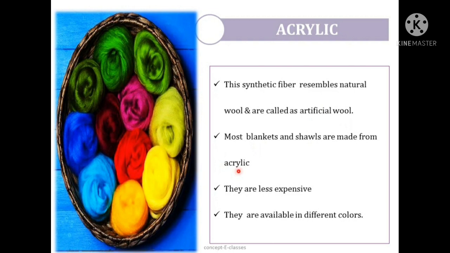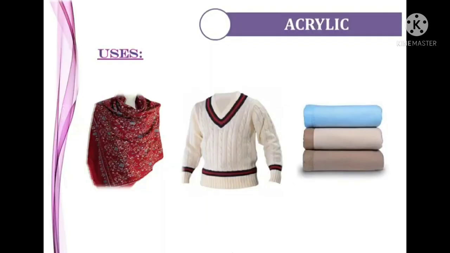The next synthetic fiber is acrylic. Acrylic is a type of synthetic fiber which resembles wool. They are less expensive and are available in a variety of colors. Acrylic is used for making sweaters, shawls, blankets, etc.